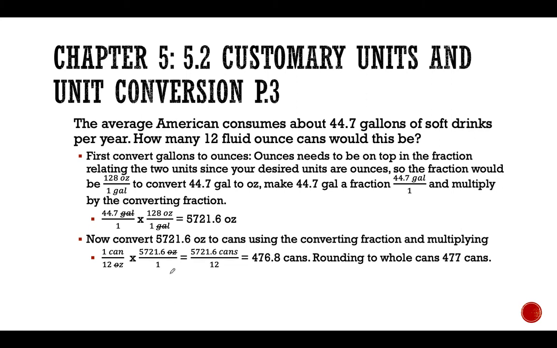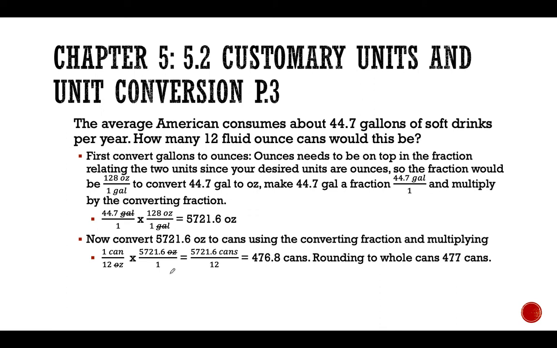First, you have to convert gallons to ounces. Ounces needs to be on the top of the fraction because that's what you want, because you have your cans in ounces. So your conversion would be 128 ounces to 1 gallon. You're going to multiply your original number, 44.7 gallons, by 128 ounces per gallon. So 44.7 gallons over 1 times 128 ounces to 1 gallon equals 5,721.6 ounces.